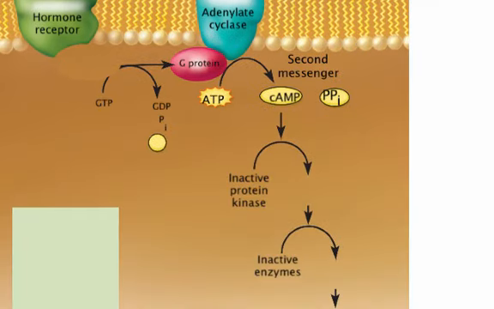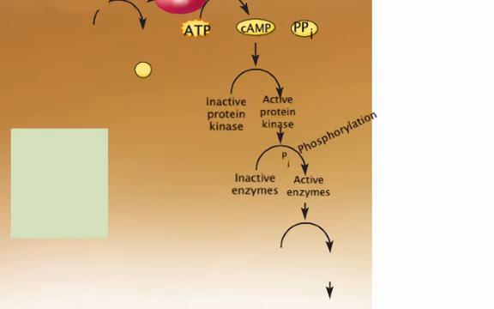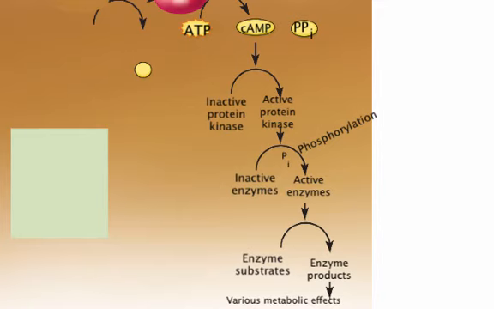Cyclic AMP activates enzymes called protein kinases, which are enzymes that modify other enzymes by adding phosphate groups to them. This is called phosphorylation. The active protein kinases start phosphorylating enzymes, activating or deactivating them. These enzymes are now responsible for carrying out the various metabolic effects desired by the hormone in question.